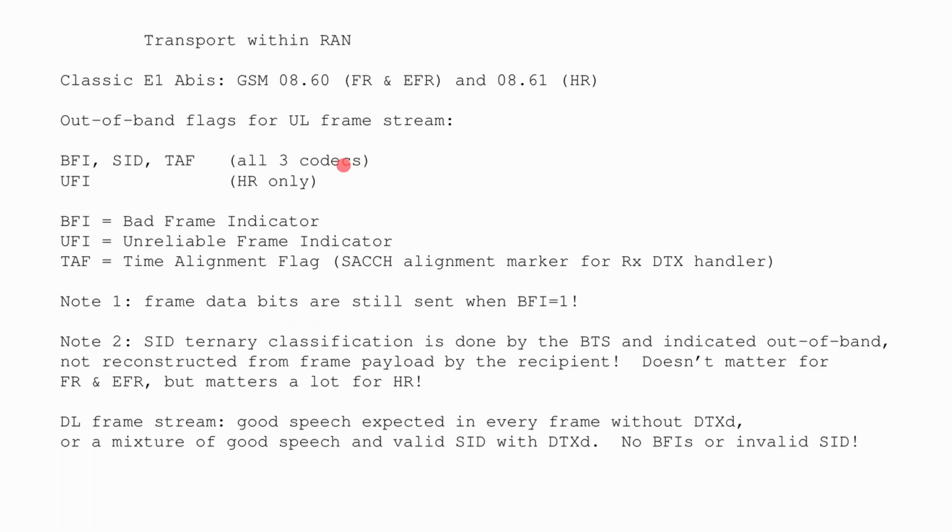And these are the specs: you have one spec, 08.60, for FR and EFR, and 08.61 for HR. These are the specs for Abis over E1. So that's your classic transport.